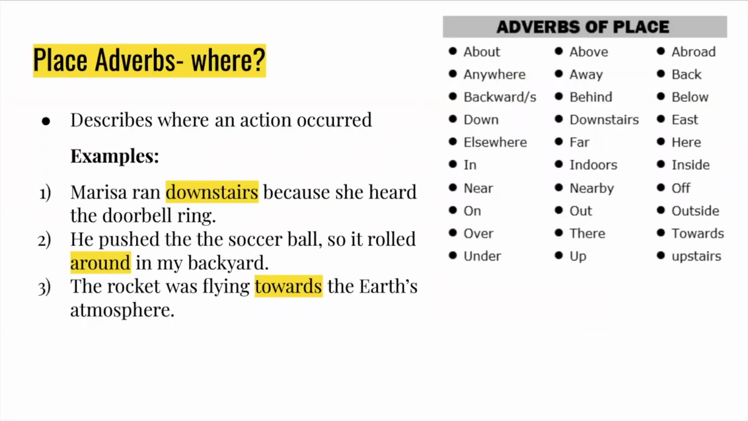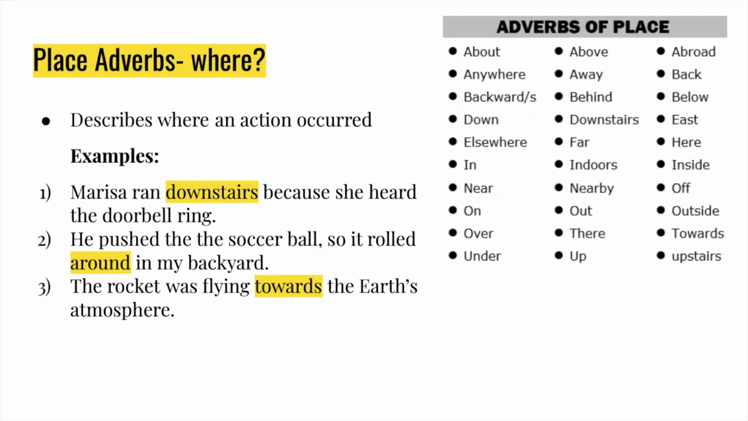So the first kind of adverb is a place adverb. This answers the question where. This describes where an action has occurred. So on the right, we have examples of words that are place adverbs. These go anywhere from about, anywhere, backward, down, to outside, towards, and upstairs.